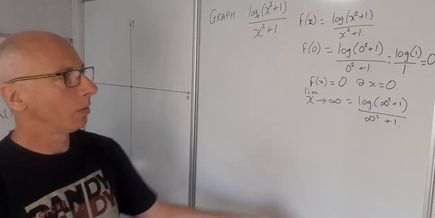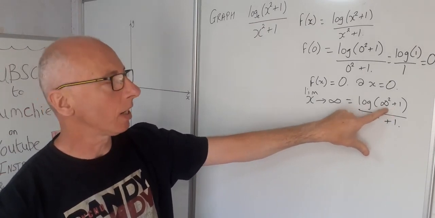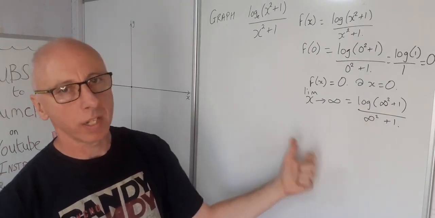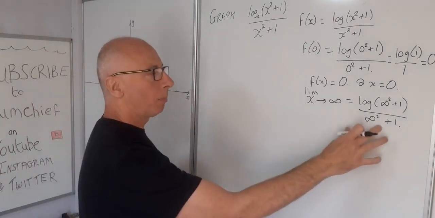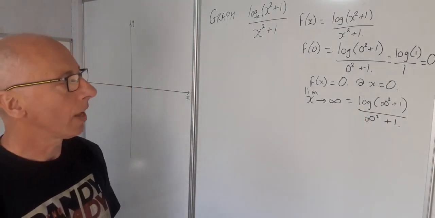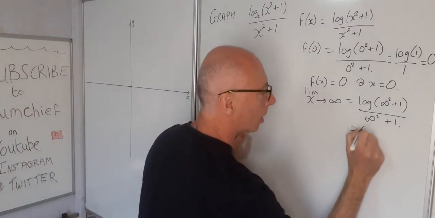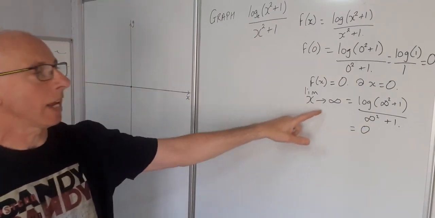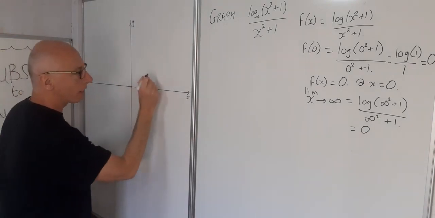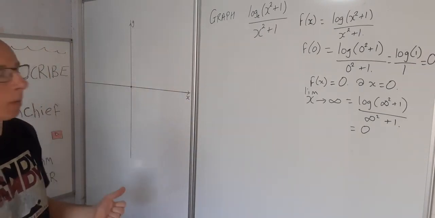Okay, well, we'll see here, this input here will just be infinity. Infinity squared plus 1 is still infinity. But the bottom will grow faster than the top. So therefore, the limit as x approaches infinity is going to be 0. So it's going to approach 0 as x approaches infinity. So as we're coming out here, it's going to do something here. And as it goes out to infinity, it's just going to get closer and closer to 0. And that will be from the positive side.